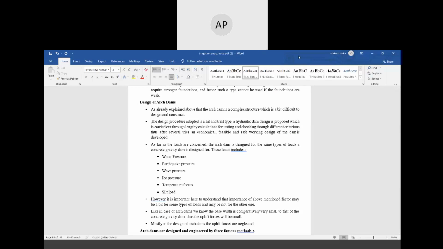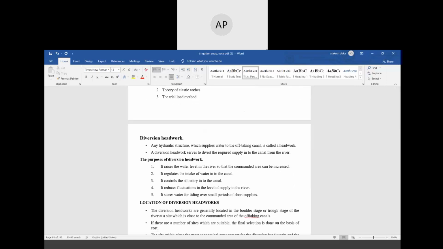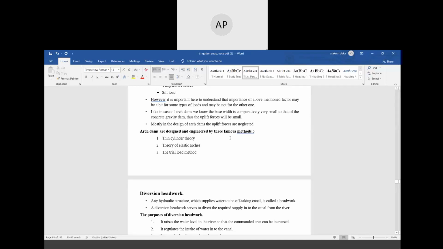The loads considered in designing an arc dam are water pressure, earthquake pressure, wave pressure, ice pressure, temperature pressure, and silt load. Okay. Arc dams are designed and engineered by three famous methods: thin cylinder theory, theory of elastic arcs, and the trial load method. So for the design of arc dam, you only need to remember the methods. Detailing we have not discussed here.